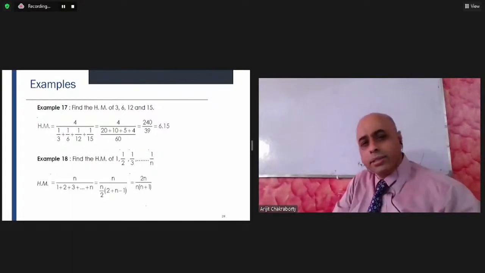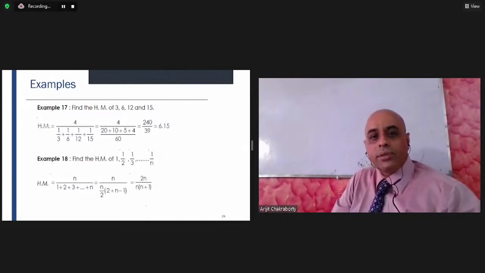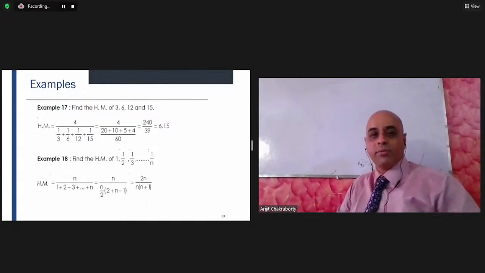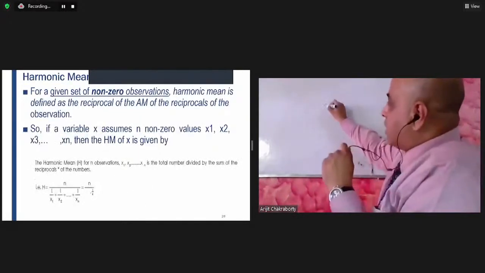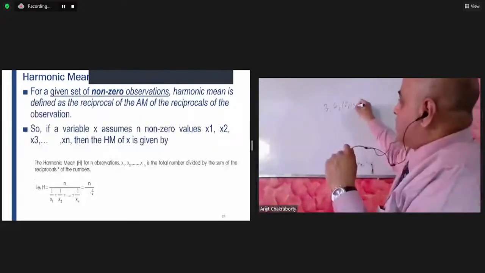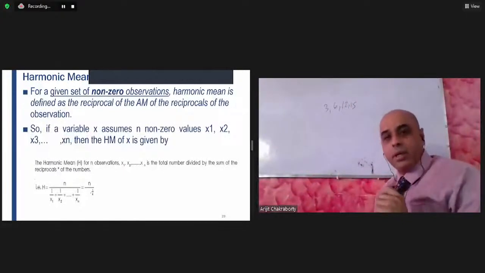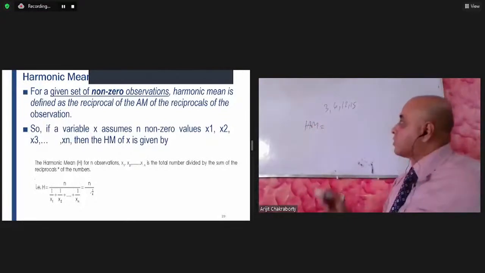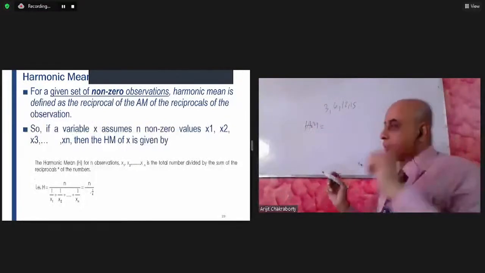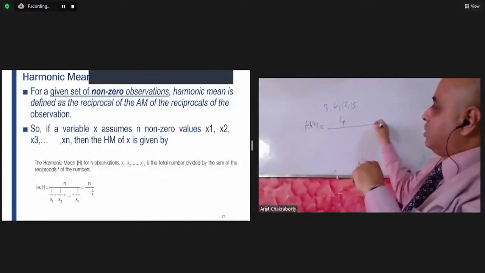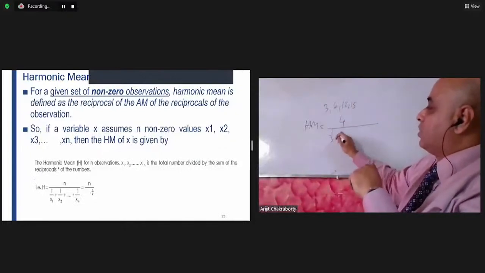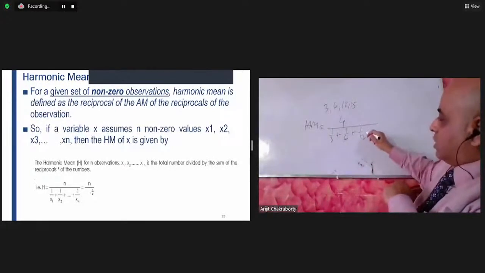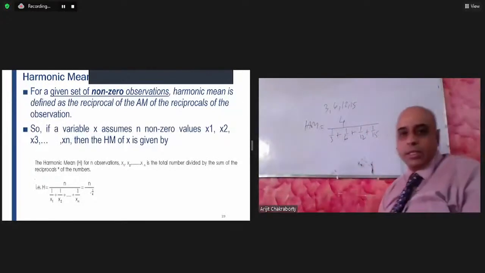We'll do it. Let us try and calculate this. 3, 6, 12, and 15. Okay, don't see the solution. I'll write 3, 6, 12, and 15. We have to find out the HM. Simple formula, HM. The number of observations is 4, for 3, 6, 12, and 15. So I will write 4 in the numerator. In the denominator, I will write 1 by 3 plus 1 by 6 plus 1 by 12 plus 1 by 15. Okay, just reciprocals.